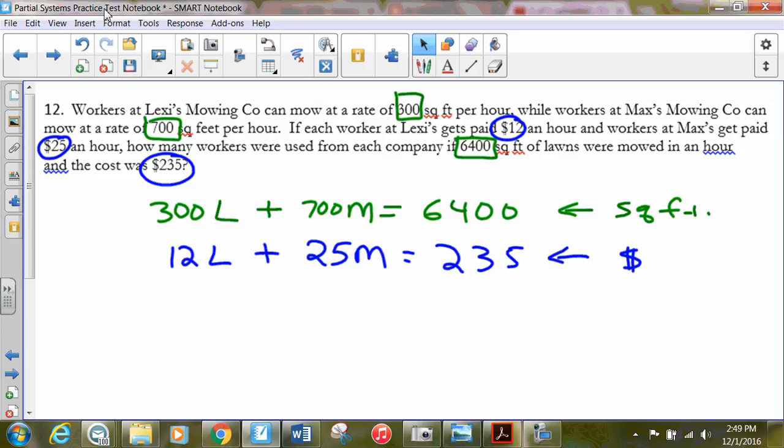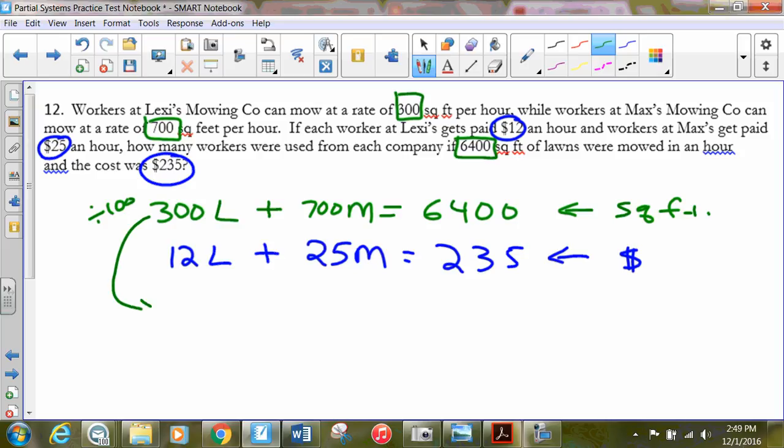And so we can see that just going ahead and bringing them together isn't going to work right now. So we're going to do a little simplifying. I'm looking at the green equation, and I see that I could divide all of them by 100. And if I did that, I would reduce 300L by 100. So 300L divided by 100 is 3L. That's much better than 300. And 700M divided by 100 is 7M. And then 6400 divided by 100 is 64.